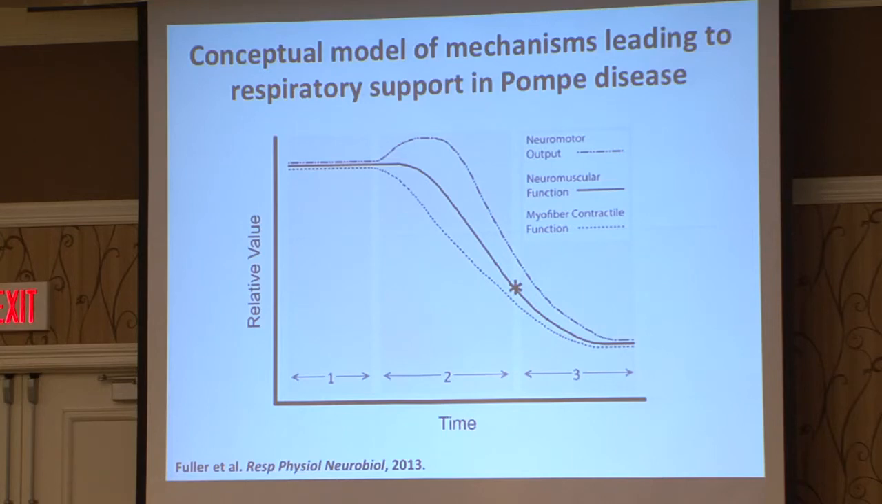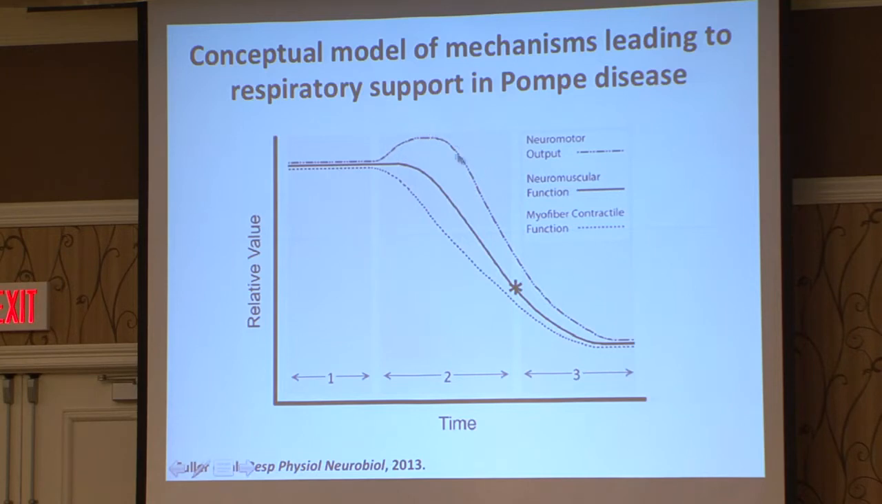And so based upon a fairly significant body of animal work and a growing body of human work, a conceptual model has been developed about the mechanisms that lead to the need for breathing support in Pompe disease. Let me walk you through this one. We've got three lines on this figure. This one here is representing muscle function, muscle contractile function. This more dashed line represents neuromotor output.